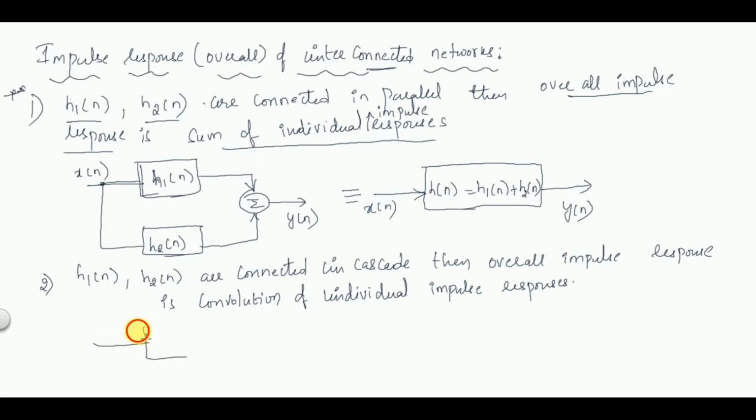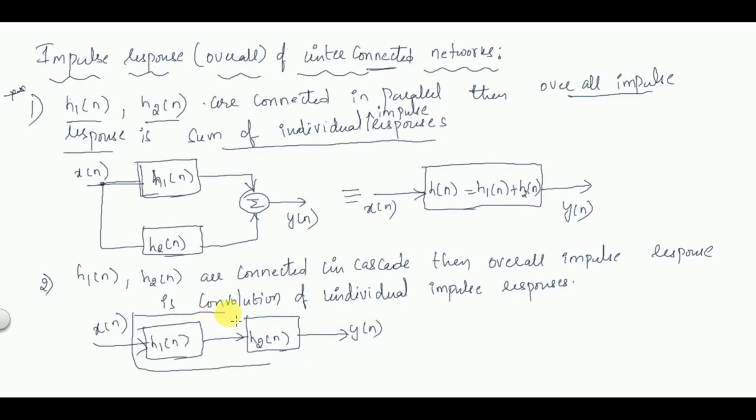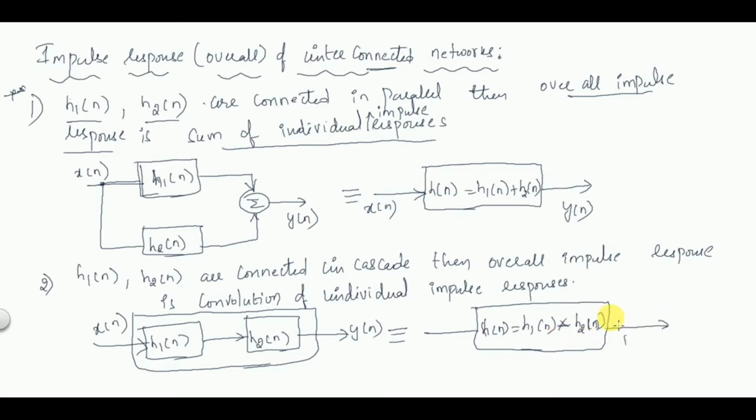That means if two systems are connected in cascade, the output of one is given as input to the next one. This is called a cascade connection. With input x of n applied and output y of n, the overall impulse response of this cascaded network is equivalent to H of n equal to H1 of n convolution with H2 of n. So just remember these two points. Now we'll solve some problems on these points.